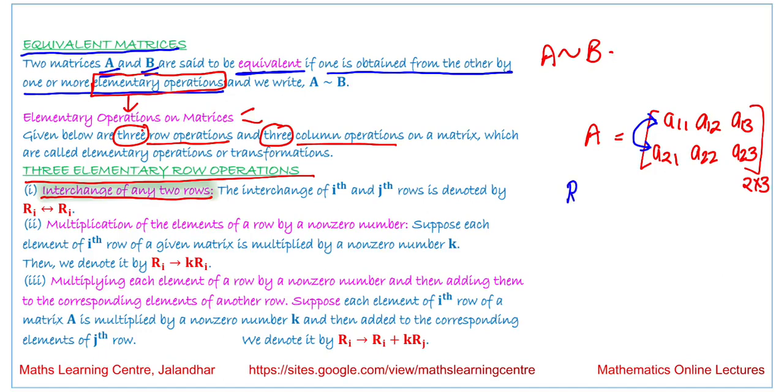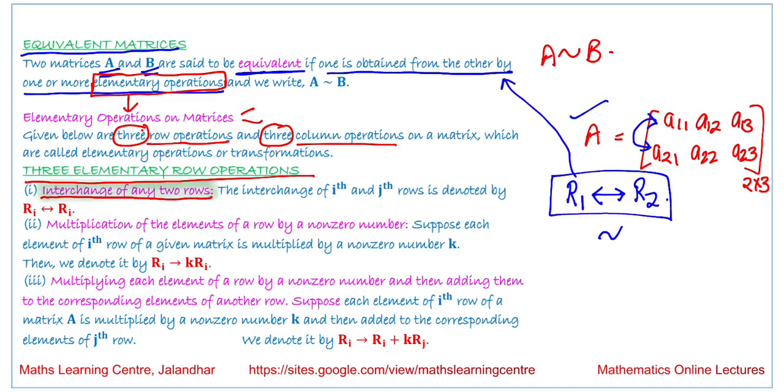How are we going to write it? We write that row 1 is interchanged with row 2. This is the notation. This operation is an elementary operation, so we will obtain an equivalent matrix. That matrix will be A21, A22, A23, A11, A12, A13. So we have interchanged the rows.